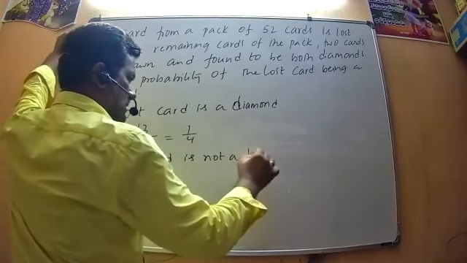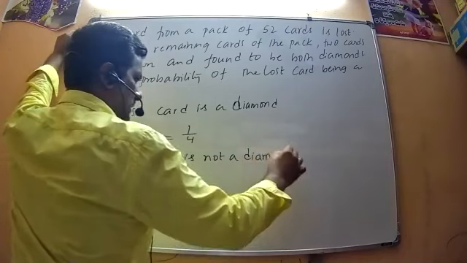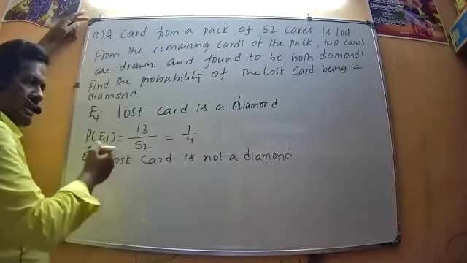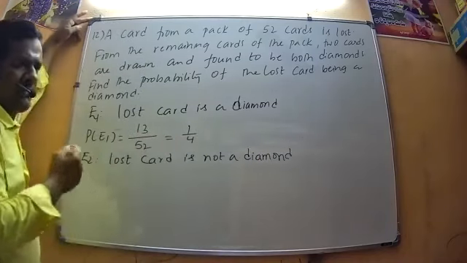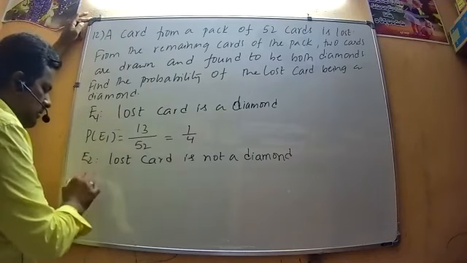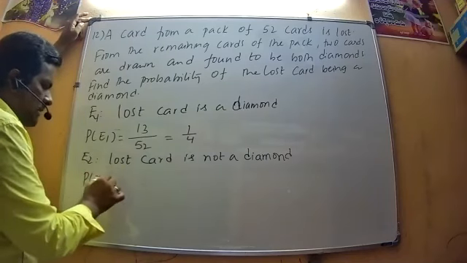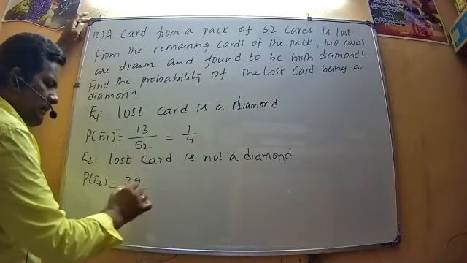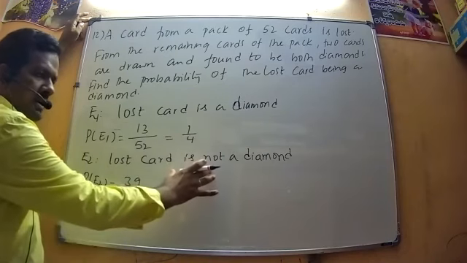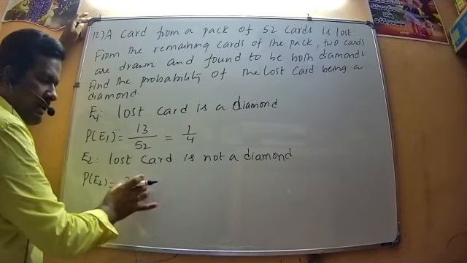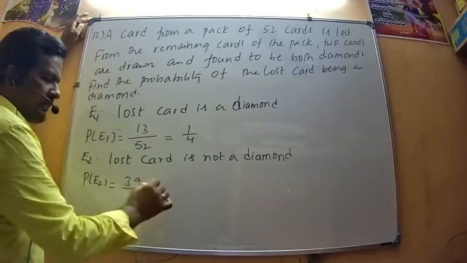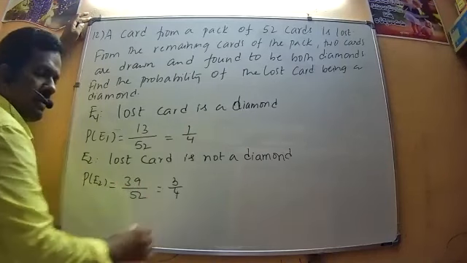As total cards are 52, among them 13 cards are diamonds. The rest will be not diamond cards, obviously. So the count of those cards will be 39 by 52. The cards which are not diamonds will be 39, total 52. 39 by 52 is 3 by 4.